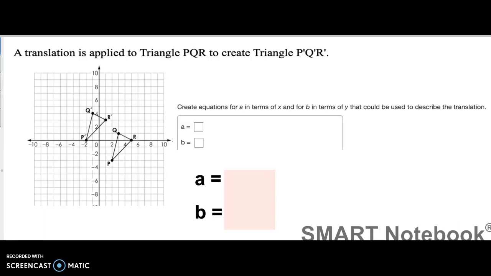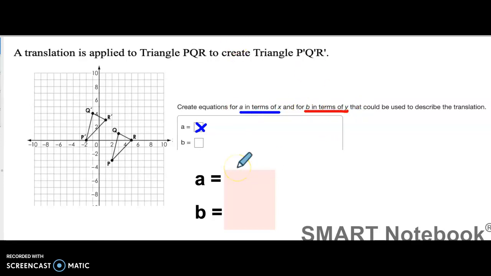So here, essentially, what they're asking you to do is figure out how many units they translate in which directions to get PQR to P prime, Q prime, R prime. But you have to answer the question in a very specific notation or it's not going to be correct. So when it says create equations for A in terms of X, we know that A is going to equal X plus or minus something because we need that X in there. We're saying you take your original X coordinate and you move this many units to the right or this many units to the left.